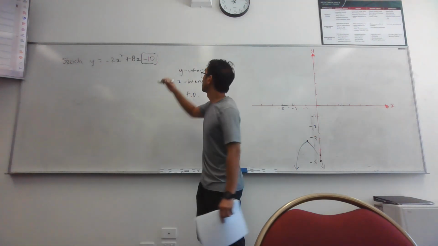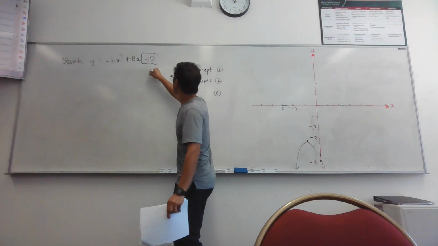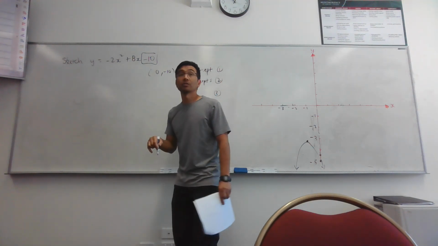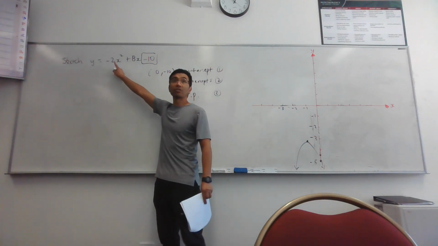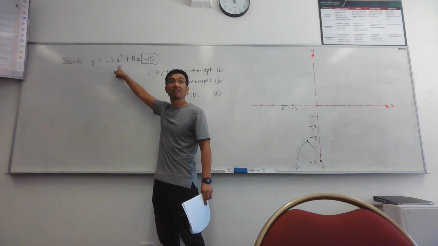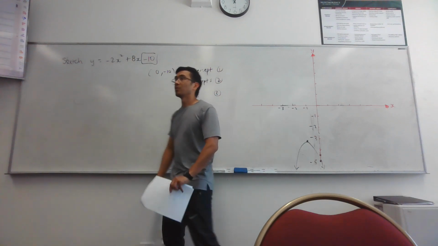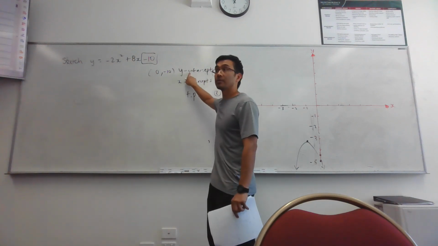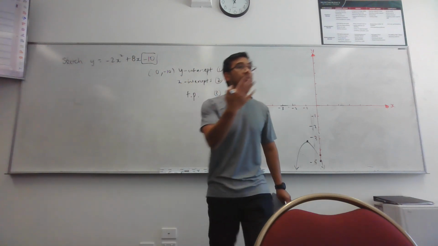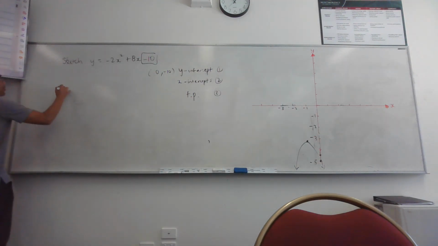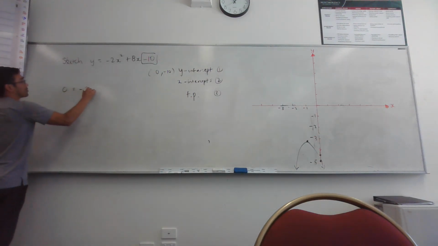-10. It's there already. What it does mean is that when you sub a 0 into here, guess what's left? -10, when you make x equals 0. So sometimes you can get stuff straight away. Now, if we're doing the x-intercept though, we make y equals 0.